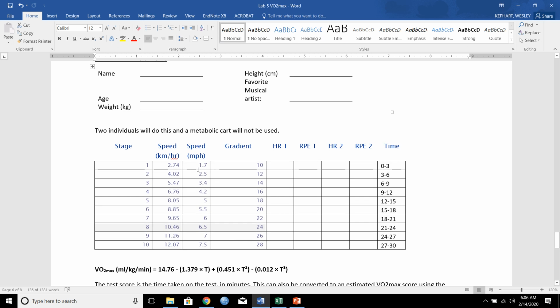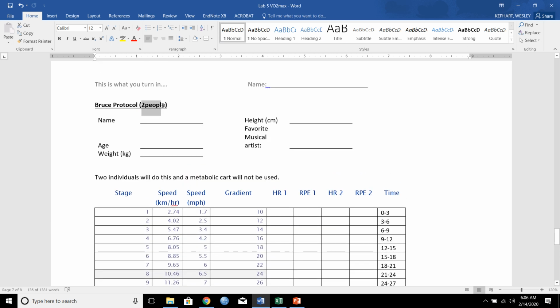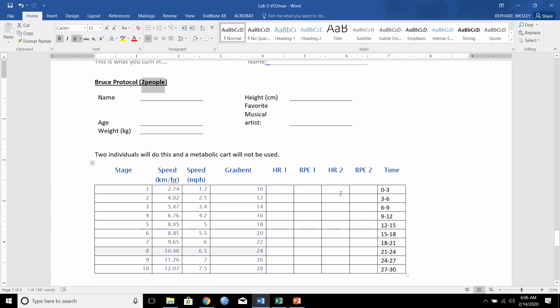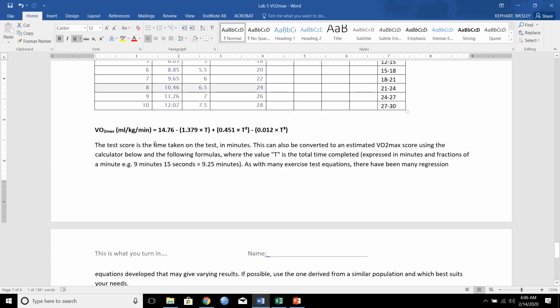Next thing, Bruce protocol. This is the one, super famous protocol. It's probably the most used. If you've ever seen a stress test, it's almost always a Bruce protocol or a modified Bruce protocol. So something like this. Two individuals are going to be doing this. So heart rate, RPE, two different people, and we're going to be comparing them. Here's how you actually calculate the VO2 max.